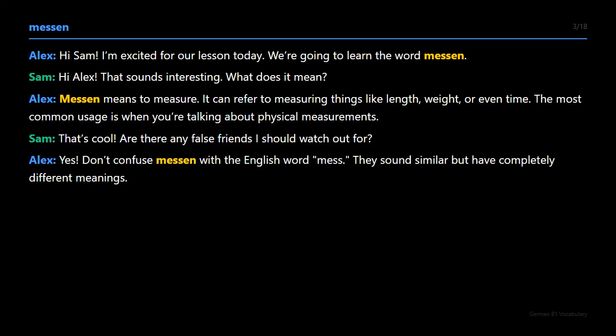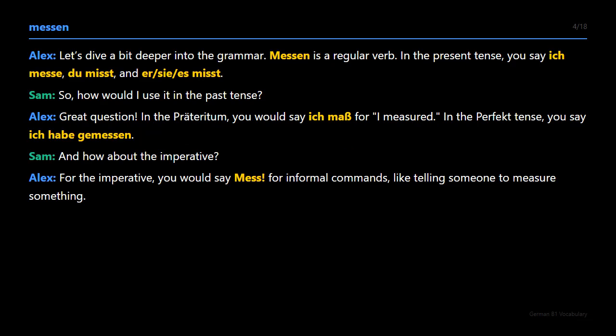Let's dive a bit deeper into the grammar. Messen is a regular verb. In the present tense, you say ich messe, du misst, and sie, es misst.